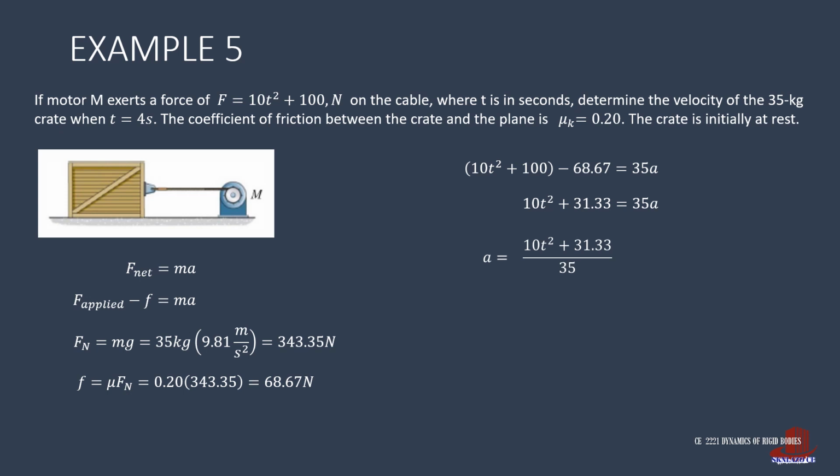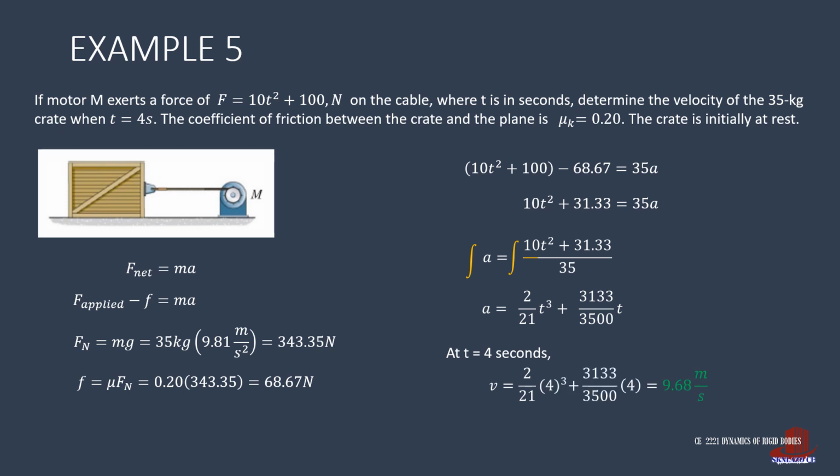Isolate a and then integrate the whole thing to have 2 of 21 of t cubed plus 0.9t, and at t equal to 4 seconds, the velocity comes out as 9.68 meters per second.